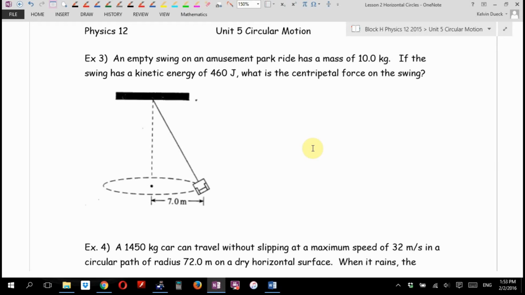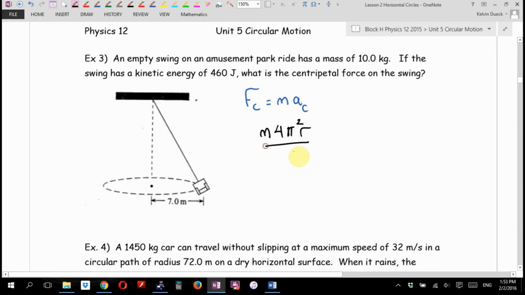Quick look at money. The wave swinger, an empty swing on an amusement park ride, has a mass of 10 kilograms. If the swing has a kinetic energy of 460 joules, what's the centripetal force on the swing? This question wants me to find that, which is going to be that. Now, it's either going to be, don't write this next bit down, m 4 pi squared r over T squared, or it's going to be mv squared over r.